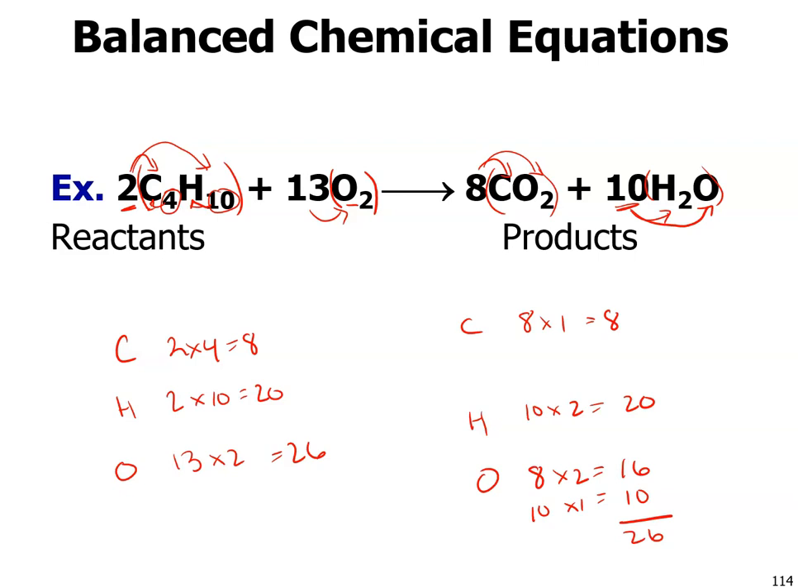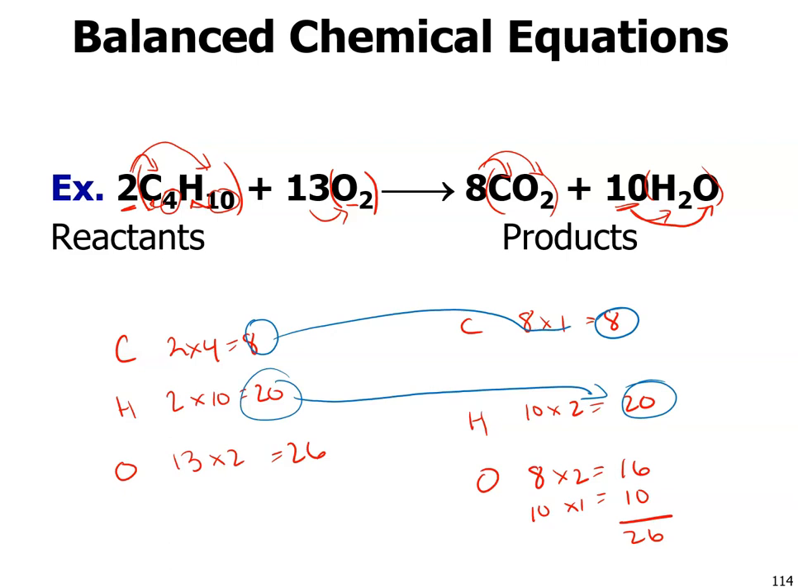And now what you should notice is that we need to look at the accounting. I have 8 carbon, 20 hydrogen, 26 total oxygen. Great. So both sides balance. This is a viable chemical equation.